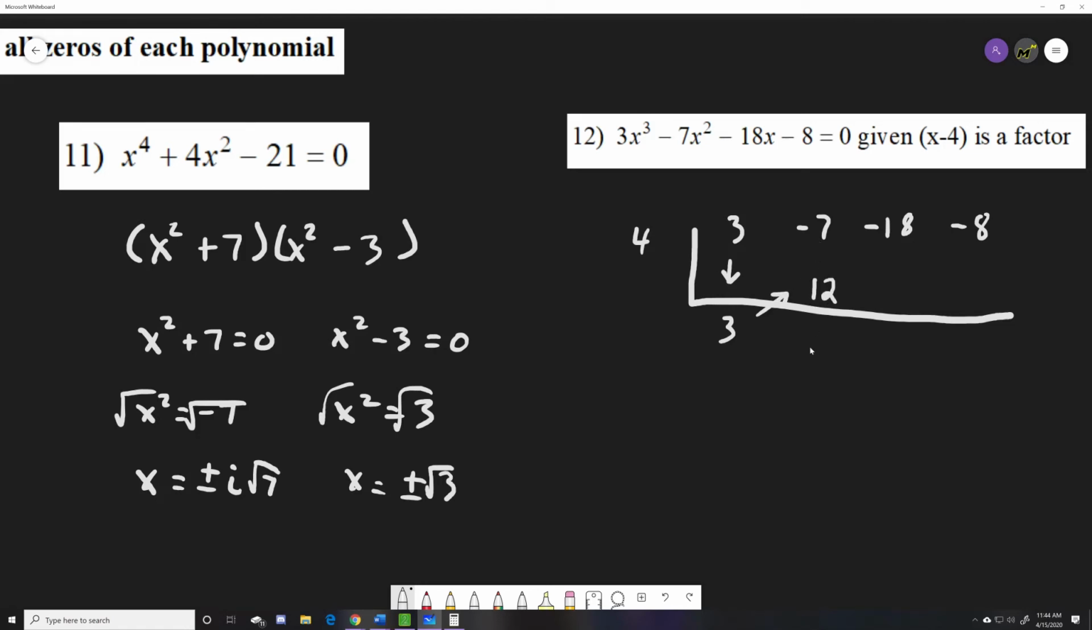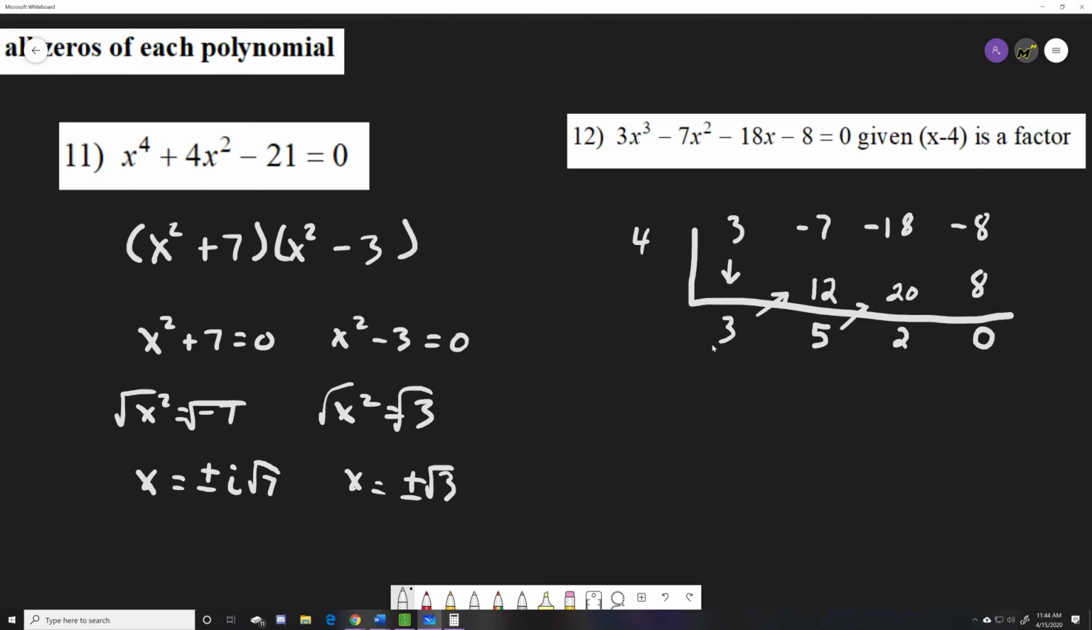Negative 7 plus 12 would become 5. 4 times 5 is 20. And then negative 18 plus 20 is 2. And then 4 times 2 becomes an 8. And negative 8 plus 8 is 0. Okay. Makes sense, we had no remainder. So hey, it is a factor, they weren't lying to us.